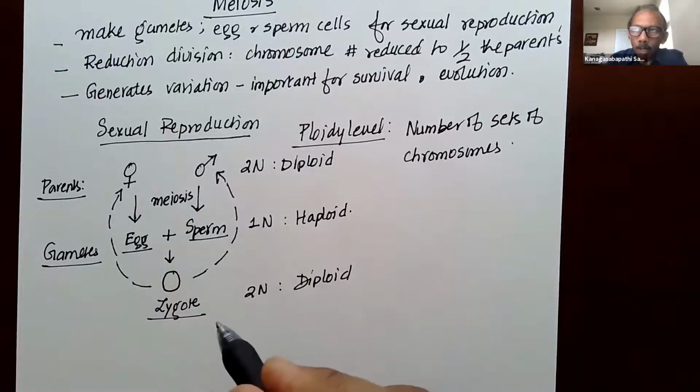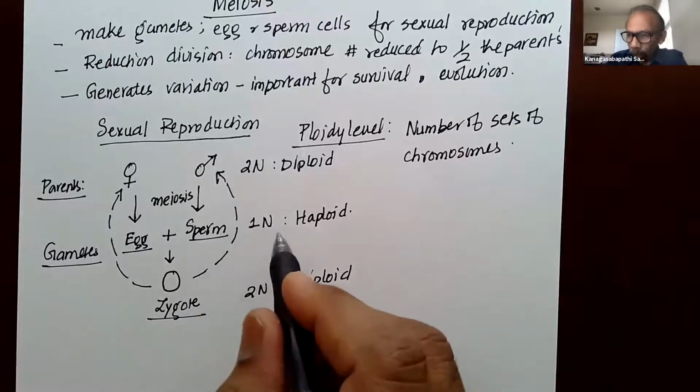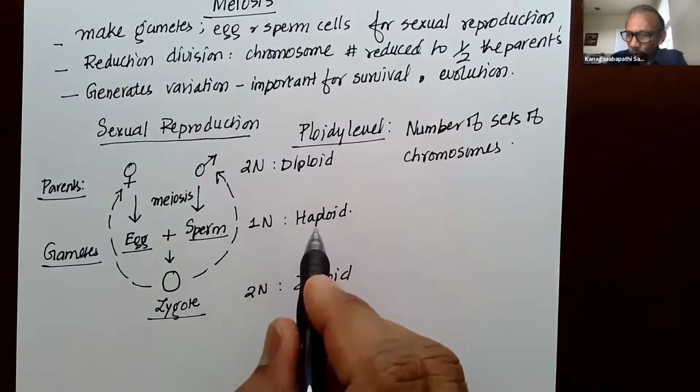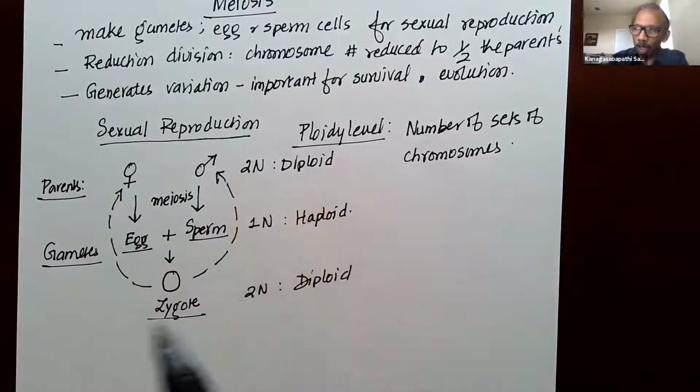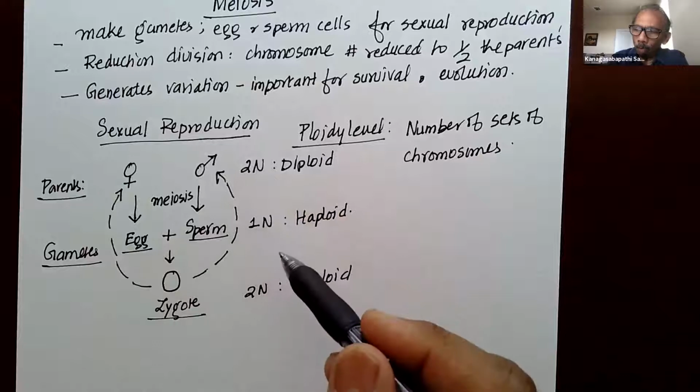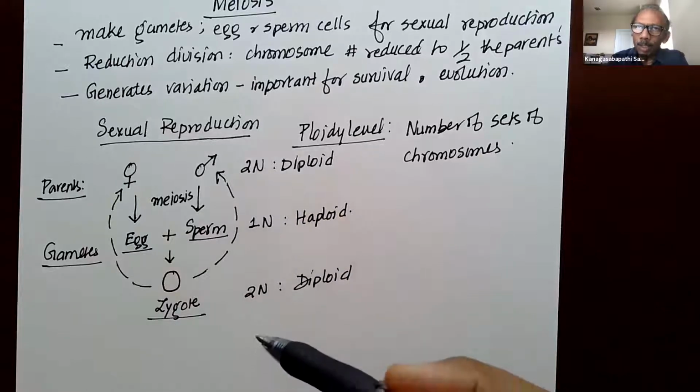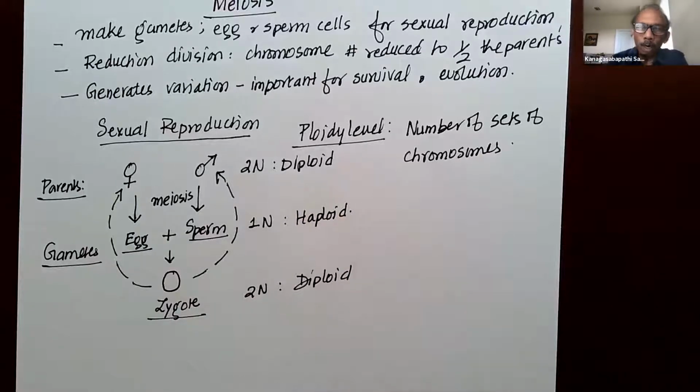If they don't divide or reduce the chromosome number in half, imagine what happens, just like we saw in bacterial division. 2 become 4, become 8, 16, 32, 64, 128. In a few generations, you'll be swamping the nucleus with so many chromosomes. It is not sustainable. That's why this is an essential process.